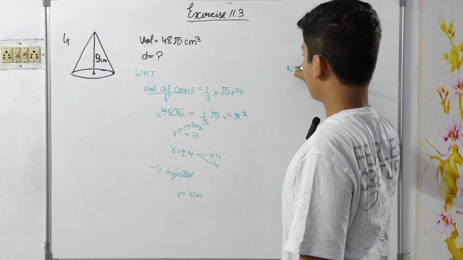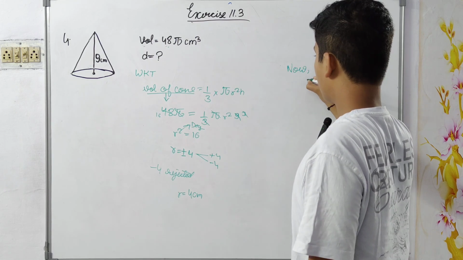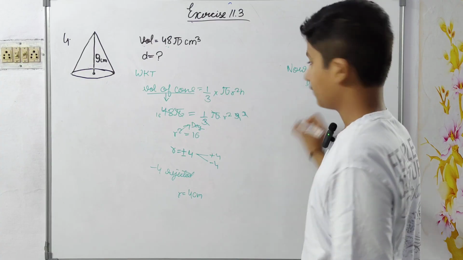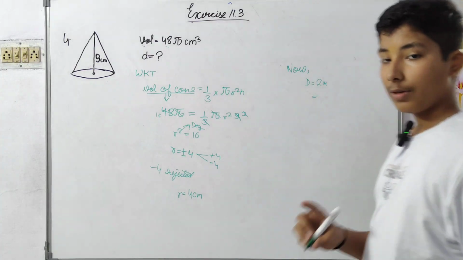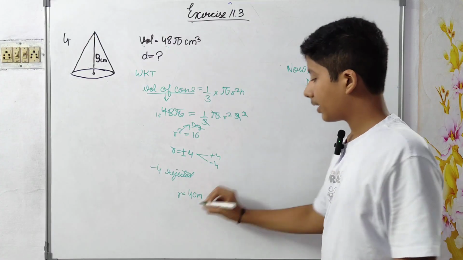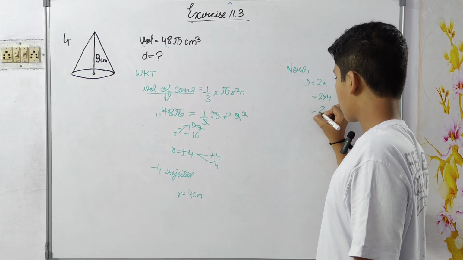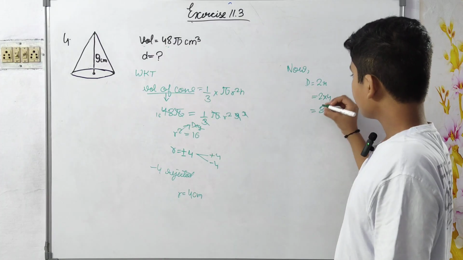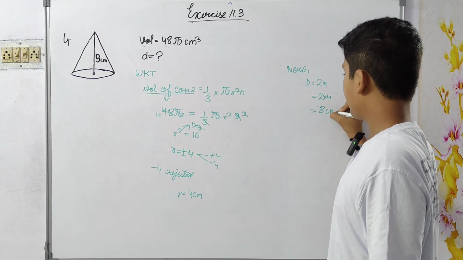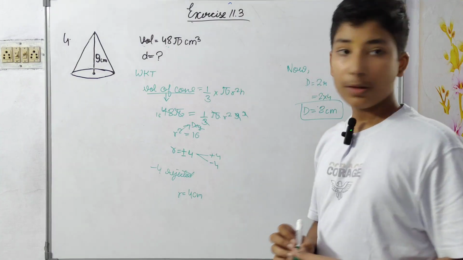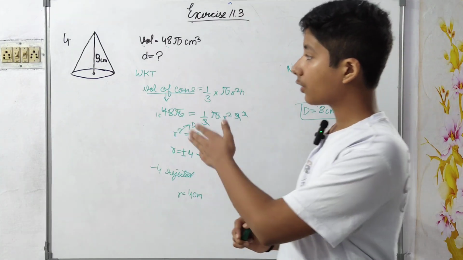Now d equals 2r. Twice of r equals diameter. Radius is 4, 2 into 4 is 8. So 8 centimeter equals the diameter of this right circular cone.